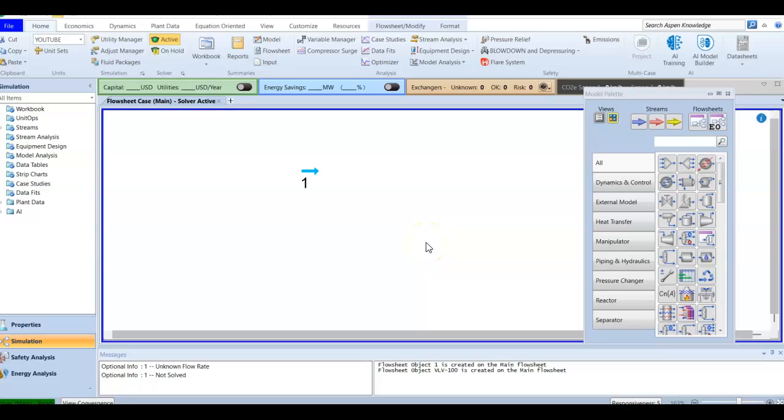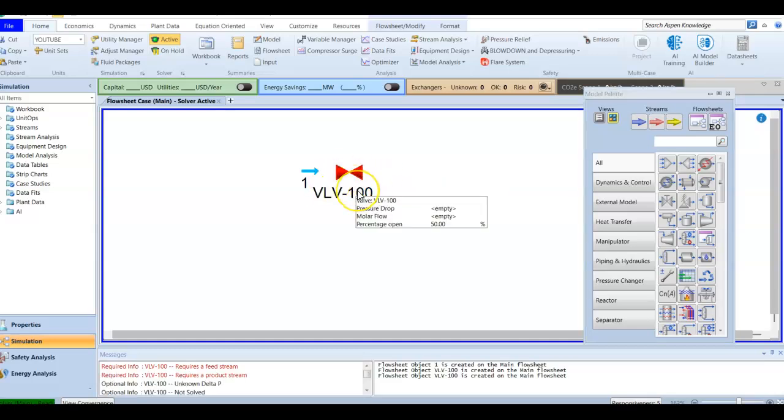So now we are going to add our first unit operation, which is the valve. This is our valve over here. The inlet for this valve will be stream number 1, and this outlet will be stream number 2.